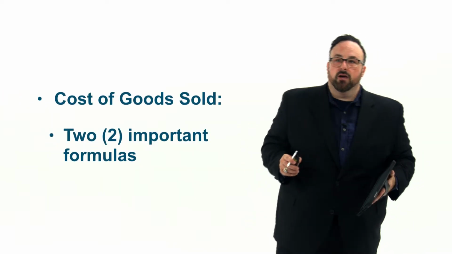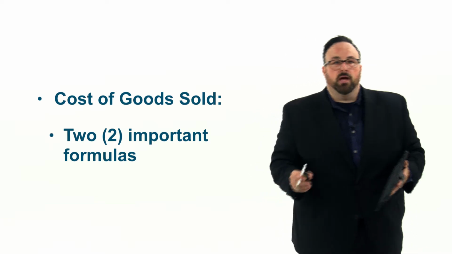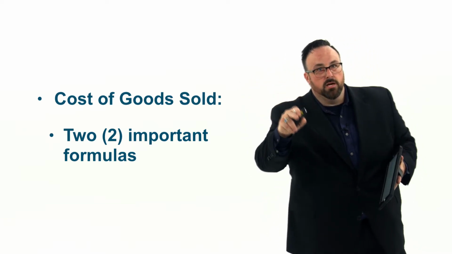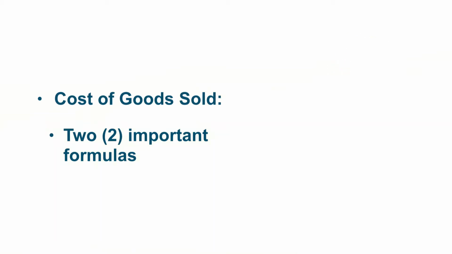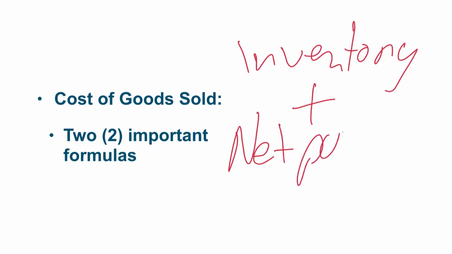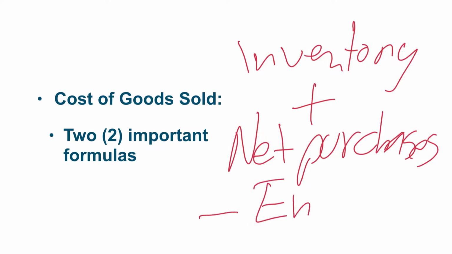Cost of goods sold has two formulas, okay? And they're determined by beginning inventory plus net purchases minus ending inventory.